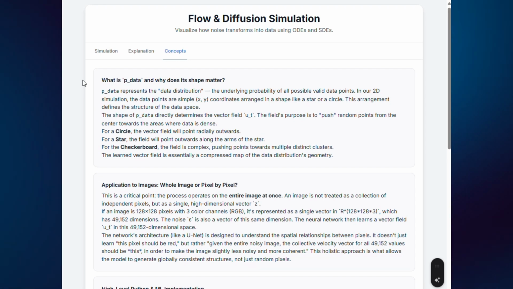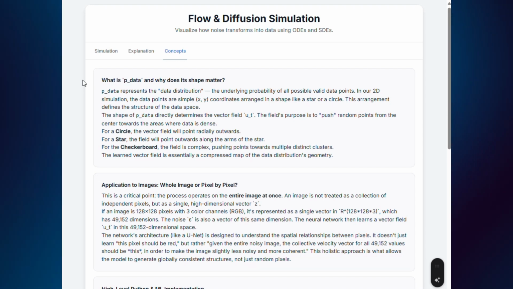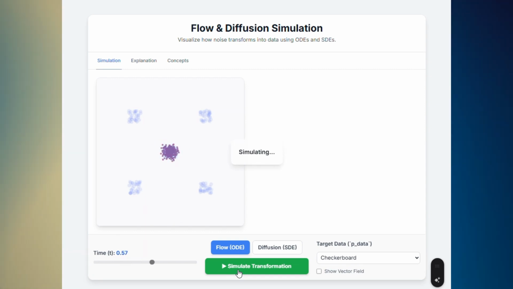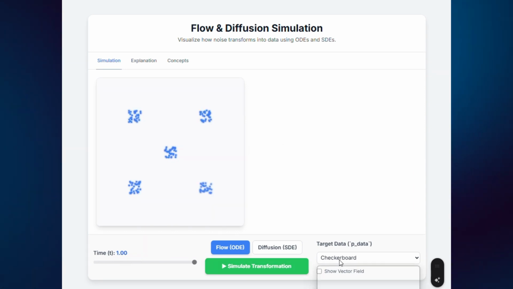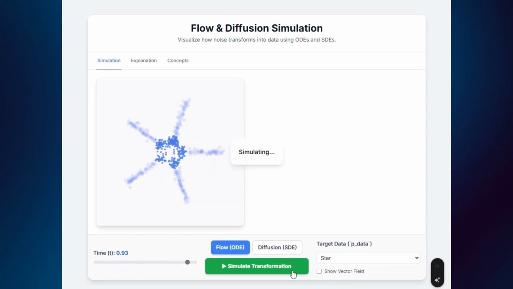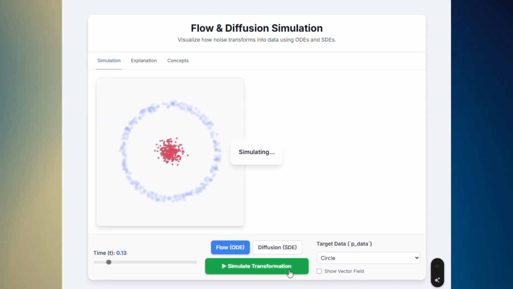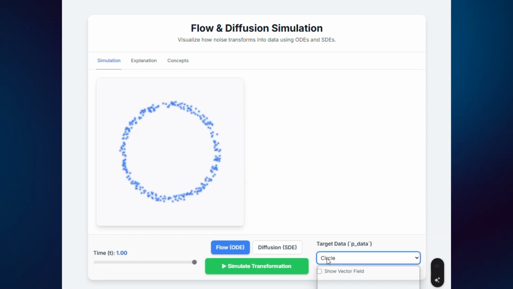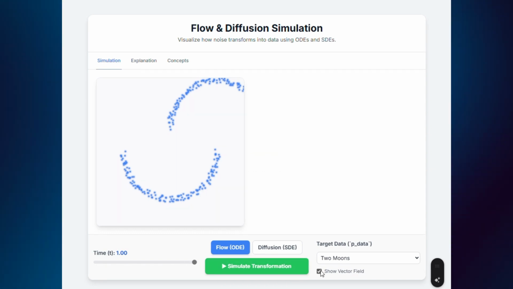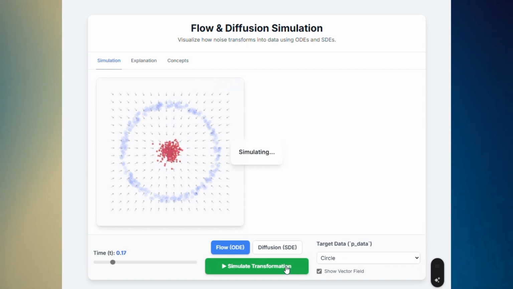The shape of P data directly determines the vector field. The field's purpose is to push random points from the center towards the areas where data is dense. For a star, the field will point outwards along the arms of the star. For a circle, the vector field will point radially outwards. For the checkerboard, the field is complex, pushing points towards multiple distinct clusters. The learned vector field is essentially a compressed map of the data distribution's geometry.